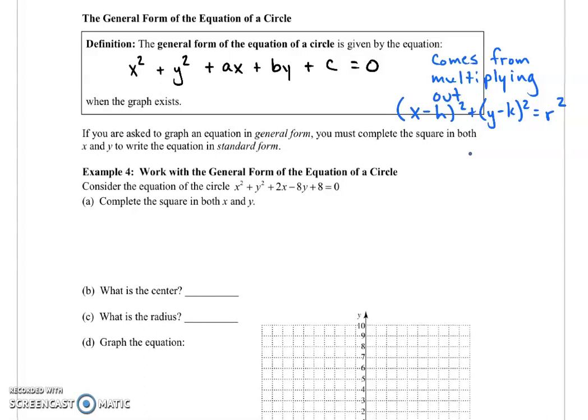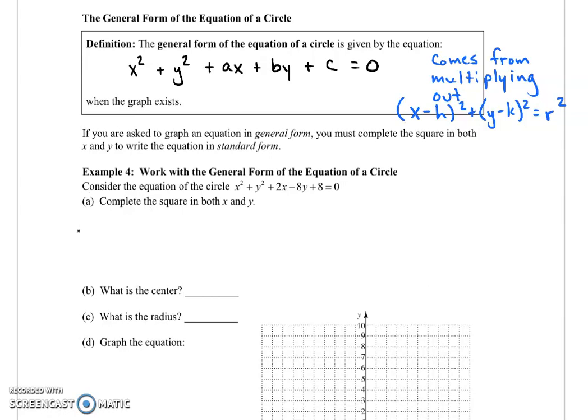So if they give us an equation in general form, in order to graph it, we have to put it in standard form. And to do that, we have to complete the square twice. Once with the x variable and once with the y variable. So how do we do that? Here's how we do it.